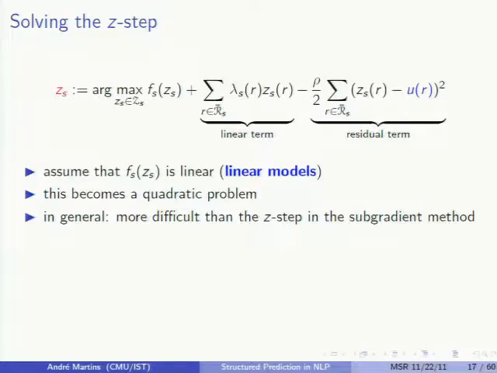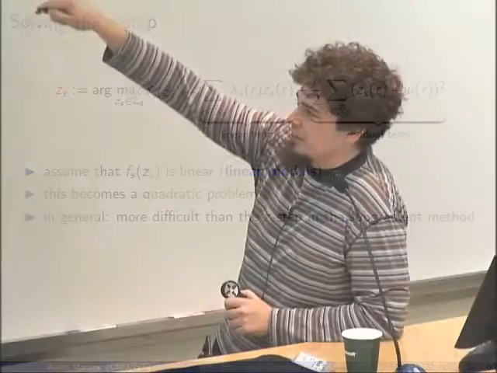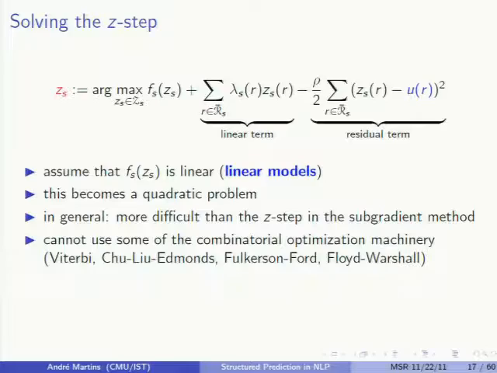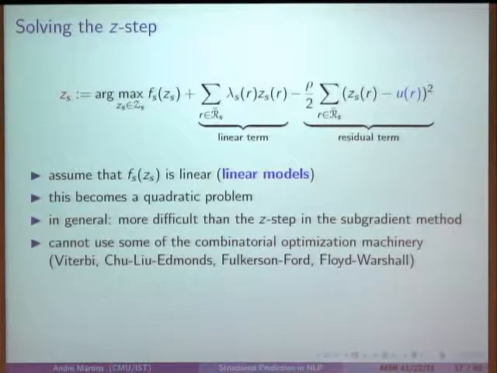In the subgradient method, you didn't have this term, and so the entire thing was linear, which means that if you have a component that is a combinatorial piece of our problem, we can use combinatorial algorithms to solve it. For example, if you have a sequence model as a component, you can use Viterbi to determine the most likely path in that sequence. Or in the dependency parsing case, you can use combinatorial algorithms for determining spanning trees. It depends on what your subproblem is. But all these nice combinatorial algorithms cannot be used if you have this quadratic term. And so it becomes harder to solve the Z-step if you have a complex subproblem.